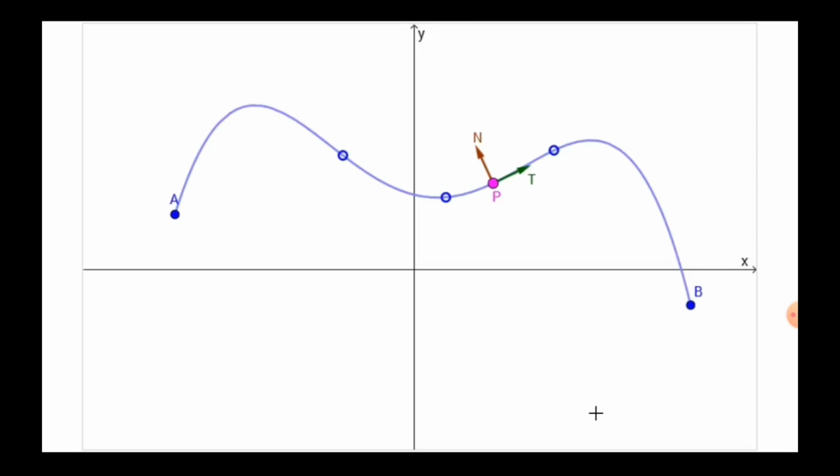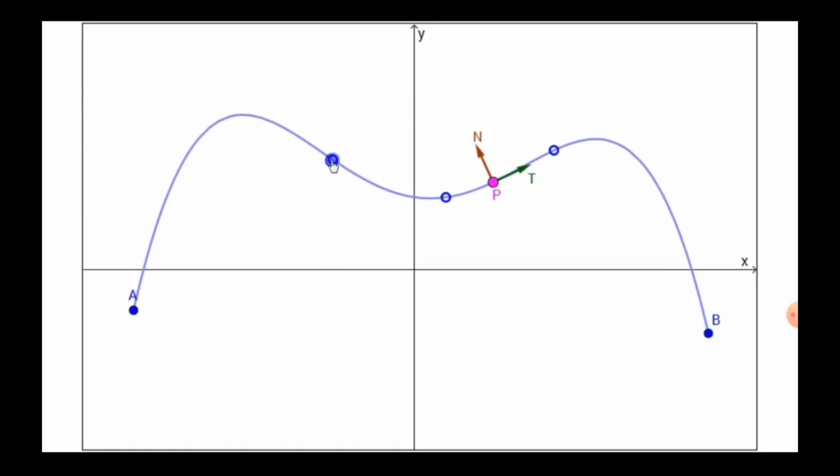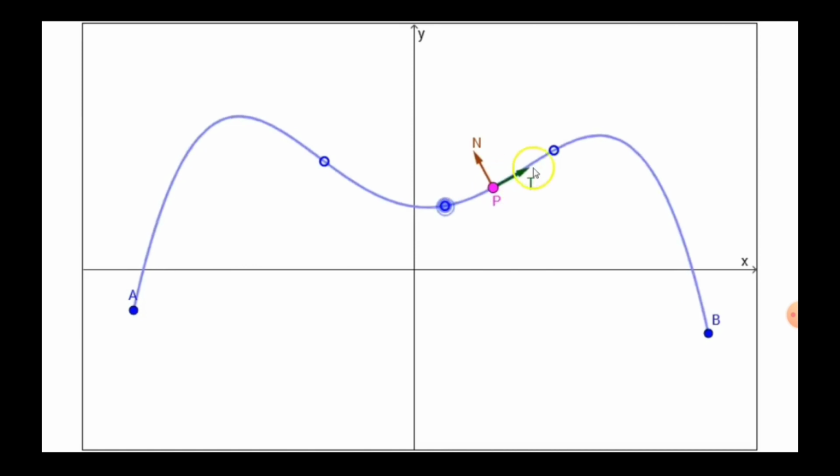This is the interactive figure, the unit tangent and principal unit normal vectors. In this figure, we have a curve that is traced from point A to point B. I can modify this curve by dragging the endpoints or dragging any of the blue control points that lie along the curve. On this curve also is a point P, and P remains on the curve as I drag it. Now, I imagine that this curve is the result of a vector-valued function that's dictated by a parameter, and as the parameter increases, point P moves from A to B.